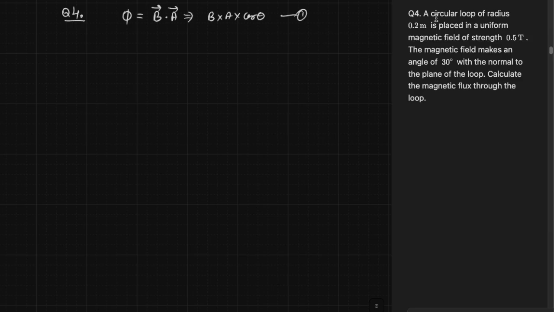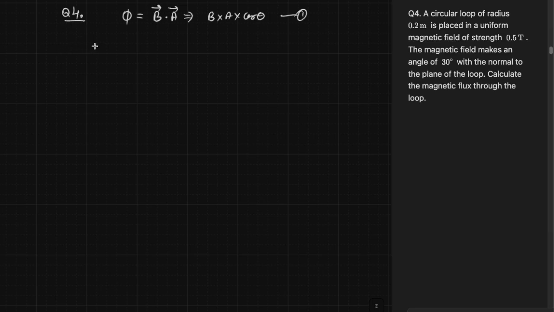So let's read the fourth question. A circular loop of radius 0.2 meter is placed in a uniform magnetic field of strength 0.5 Tesla. The magnetic field makes an angle of 30 degree with the normal to the plane of the loop. So what does that mean? Normal to the plane of the loop. That means the angle between the area vector and magnetic field is given. So here we don't need to use our formula of theta loop. Directly 30 degree is given. Calculate the magnetic flux through the loop.